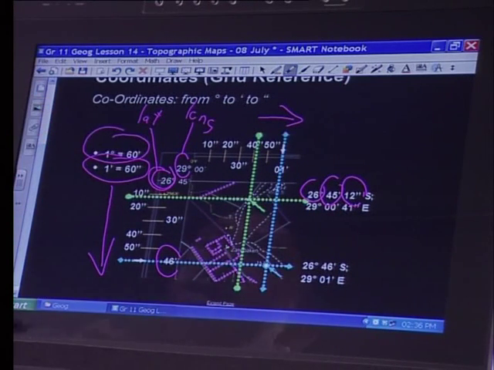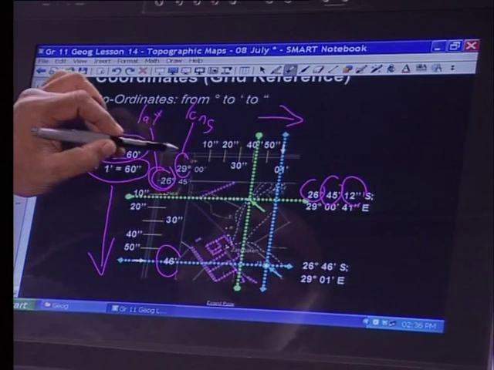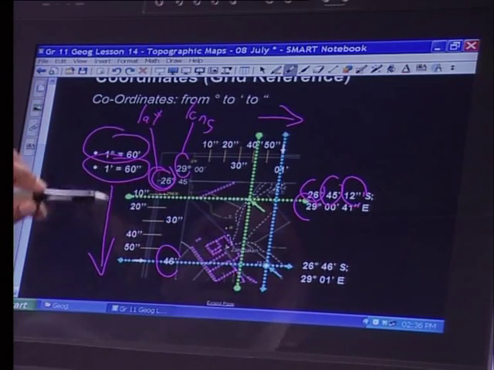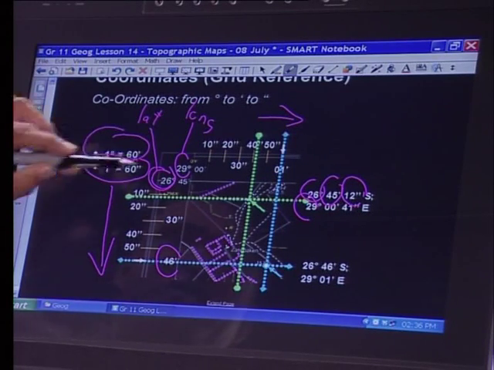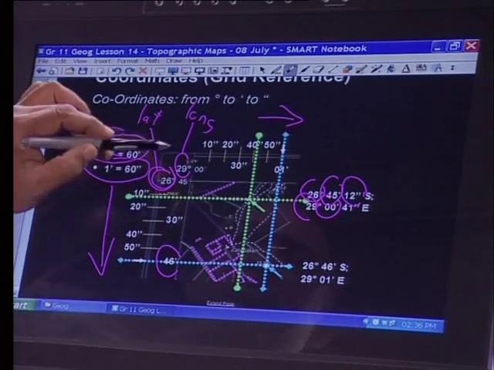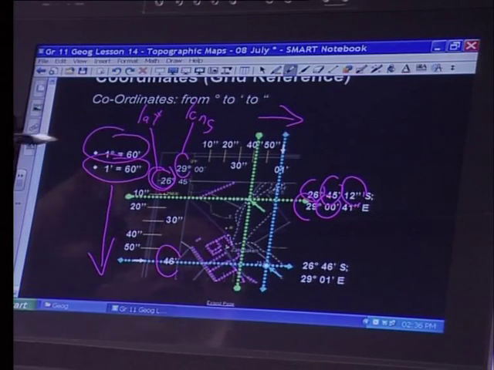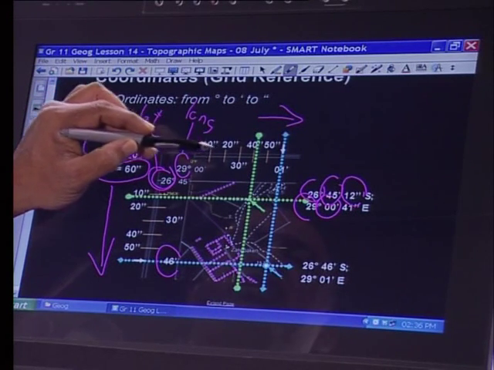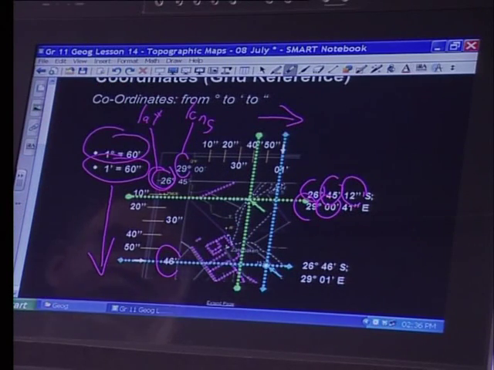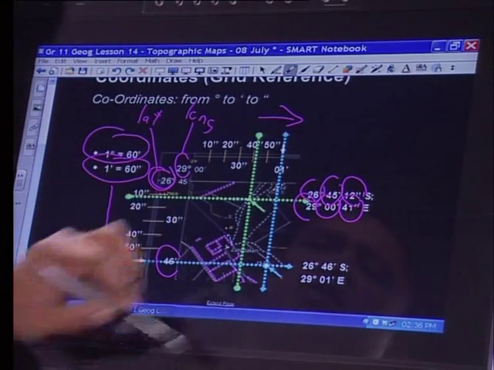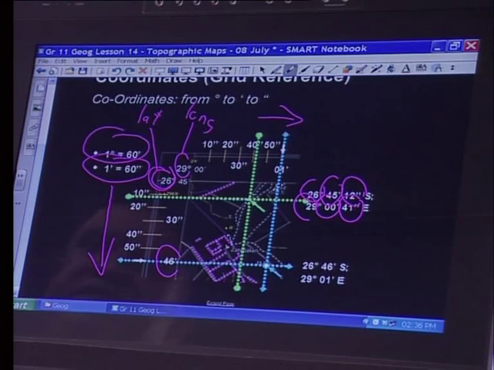On the longitude line, we look at 29 degrees, and the feature is found between 0 and 1 minute. So it's 0 minutes, it's not 1 at the moment. And if we break it up into little blocks of 10, 20, 30, 40, 50, we can see it's slightly above 40. Therefore, we got the answer of 41 seconds.